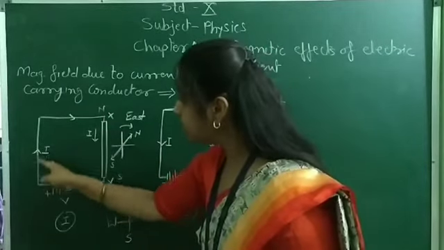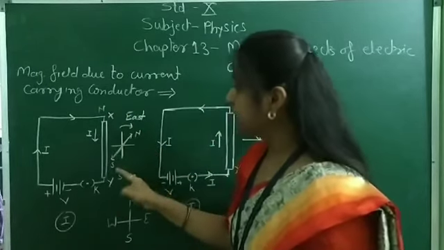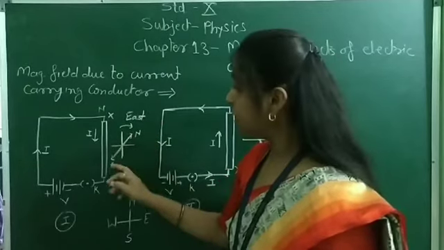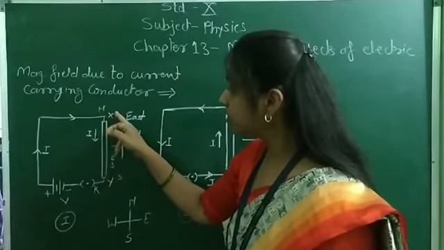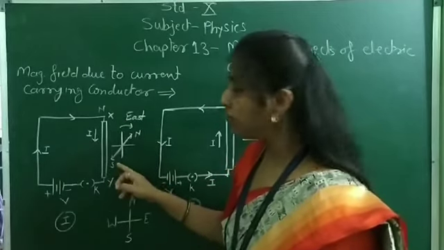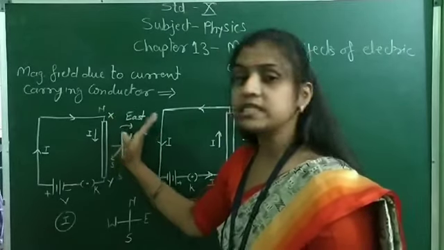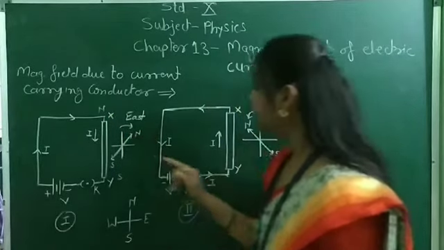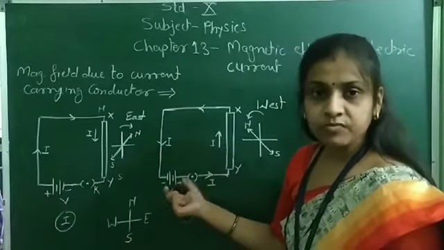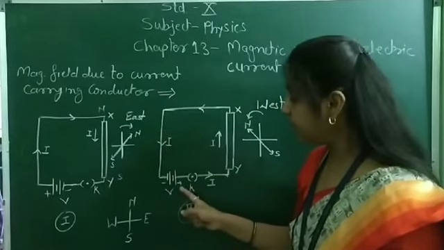As the current flows through XY from north to south, the compass needle moves towards east. So whenever the current flows through the metallic wire XY, or whenever the current flows from north to south, the compass needle moves towards the east direction. Now what happened in the next diagram? In diagram 2, we change the battery. As soon as we change the battery, the direction of the current gets changed.